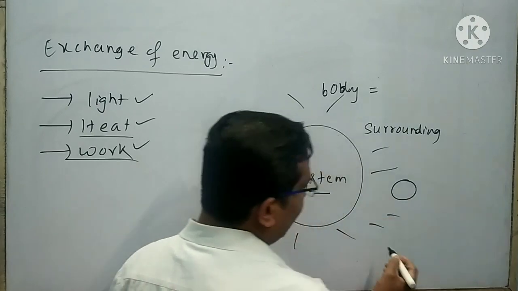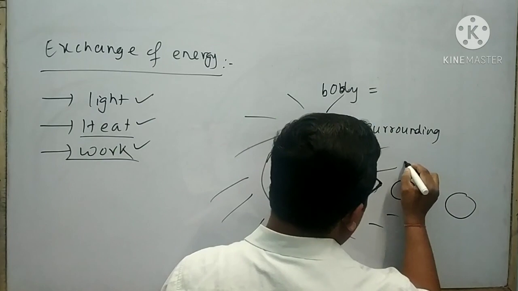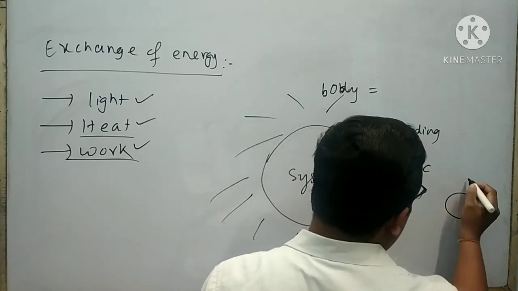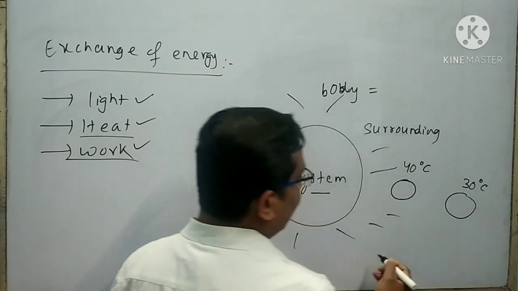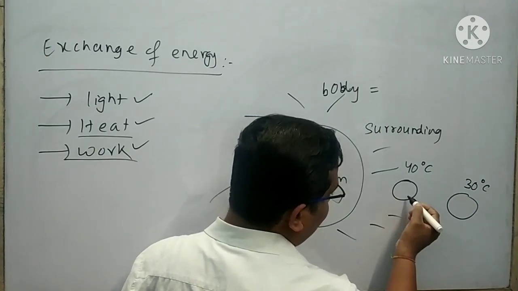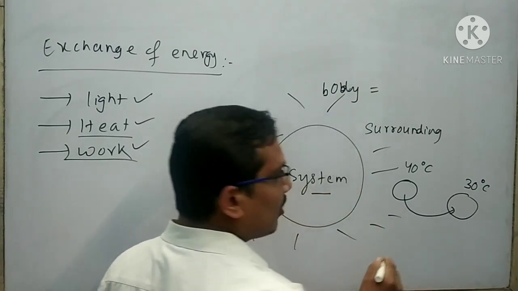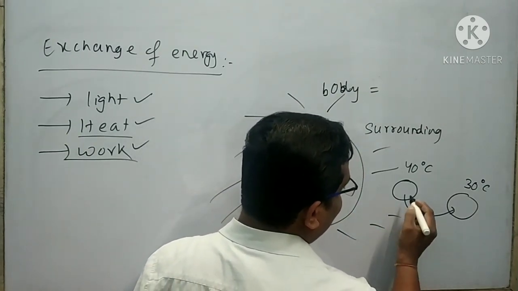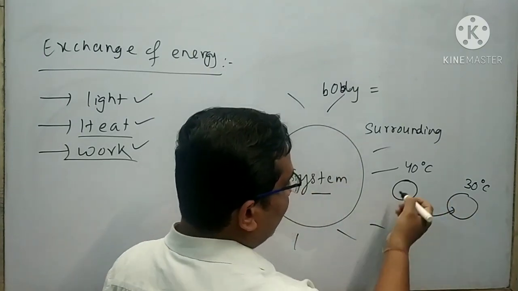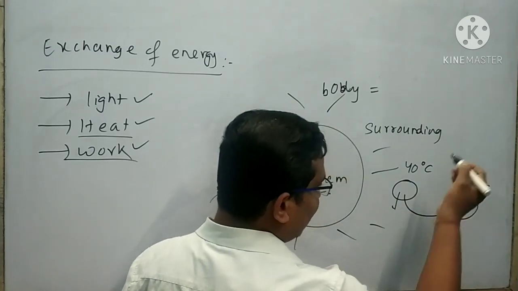Suppose this is your one body, this is your another body. Suppose this body has a temperature of 40 degrees centigrade and this body has a temperature of 30 degrees centigrade, then obviously the heat is transferred from this body to this body until thermal equilibrium is maintained. That means when heat is transferred from this body to this body, the temperature of this body goes on decreasing and the temperature of this body goes on increasing.